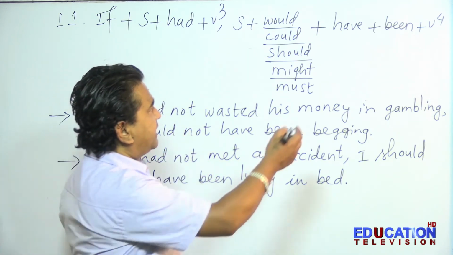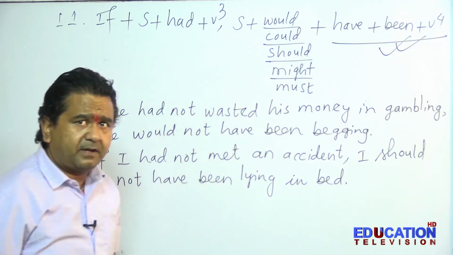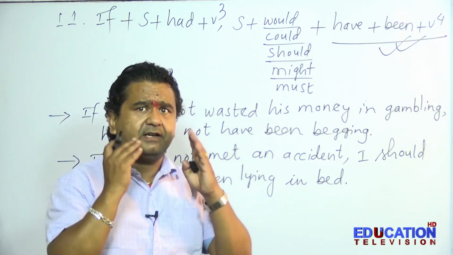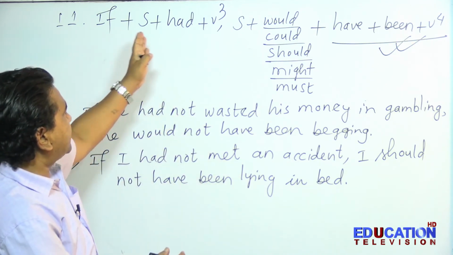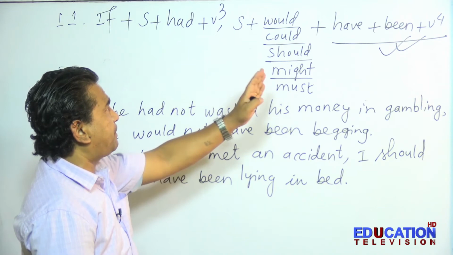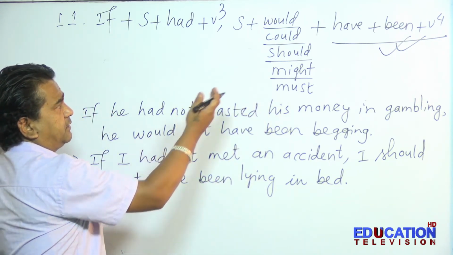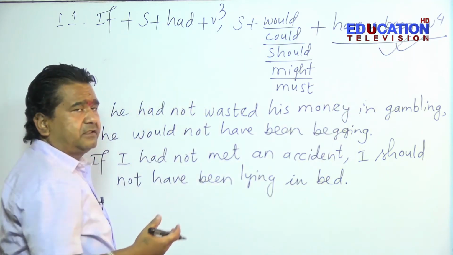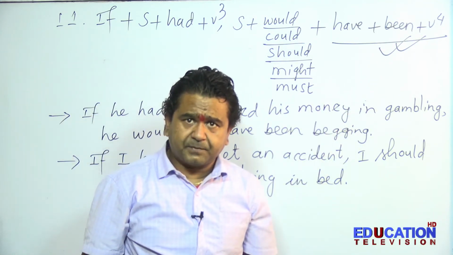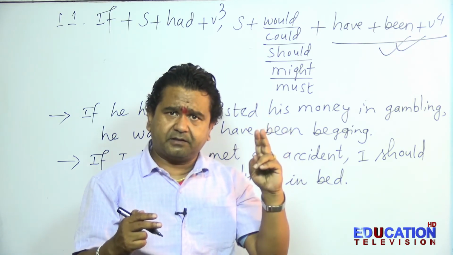So here can be have been plus before as well, not only have plus B3. In our previous structures we said if plus had plus B3, and the next side would be would have plus B3, should have plus B3, might have plus B3, must have plus B3, but here would have been plus before. This is also a possibility. If both answers are given, choose would have plus B3.